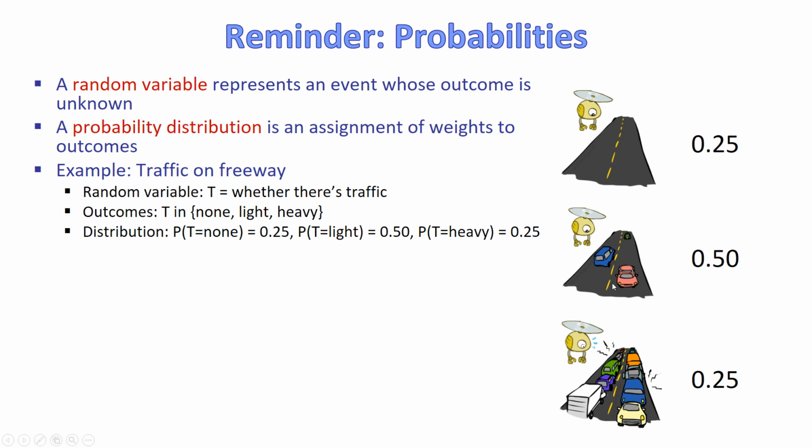And having light traffic with probability 50%, and very crowded or heavy traffic 25% of the time. So we can think of it that way: these probabilities can be thought of as what percentage of the time the outcome will happen to be that value. At any time, what is the probability of having this road be empty, or with light traffic, or with heavy traffic? This is called a probability distribution.